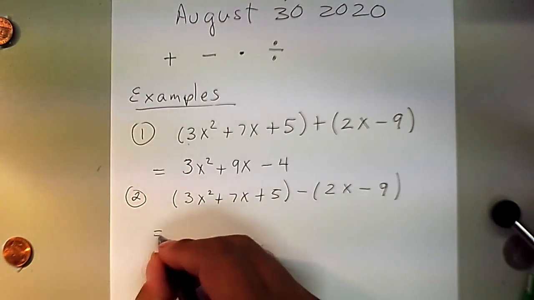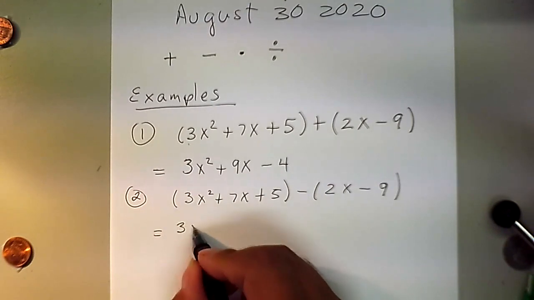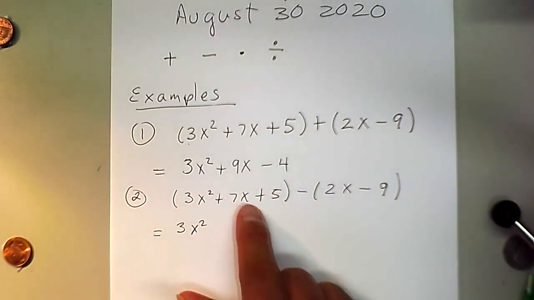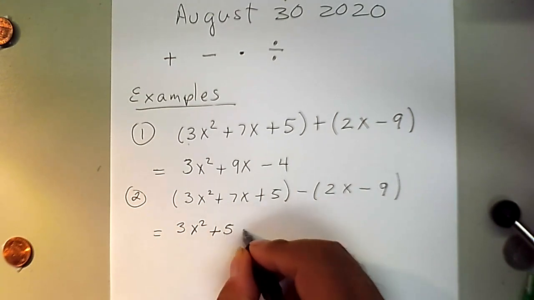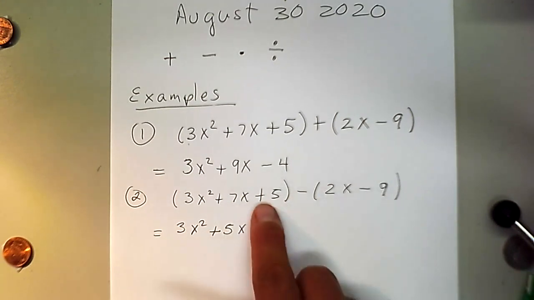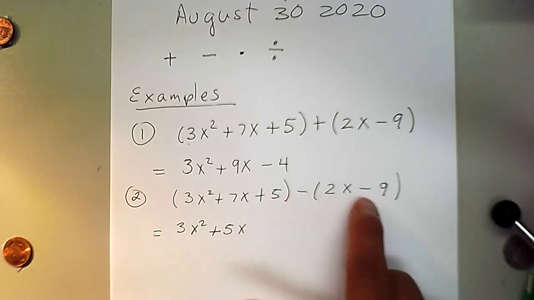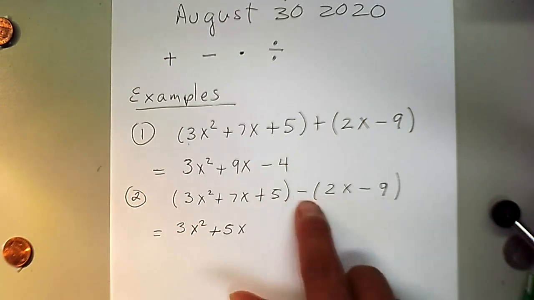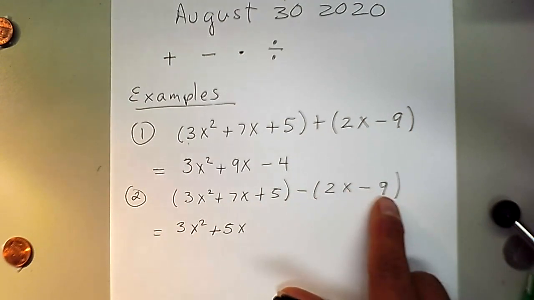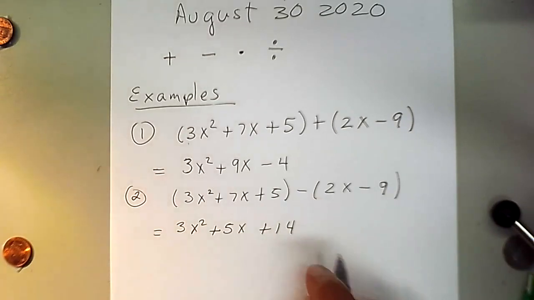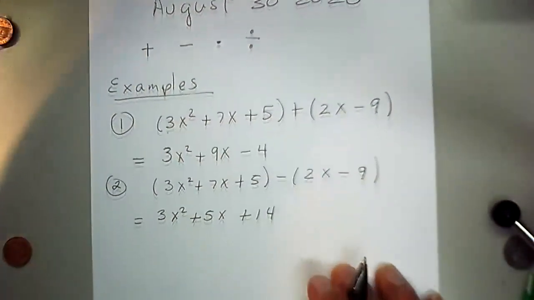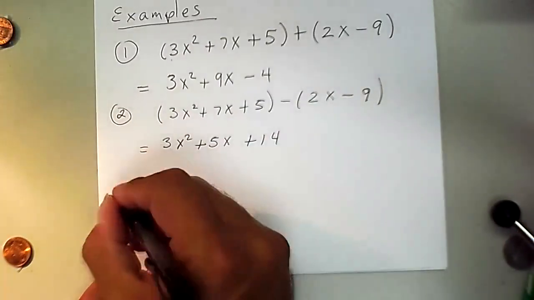So again, this is equal to 3x squared. 7x minus 2x is positive 5x. And then 5 minus negative 9, that is really plus 9 because of the double negative. Don't forget to distribute the negative. Will make 14. And that's it.